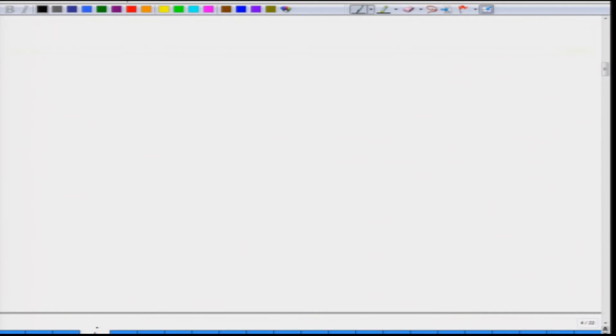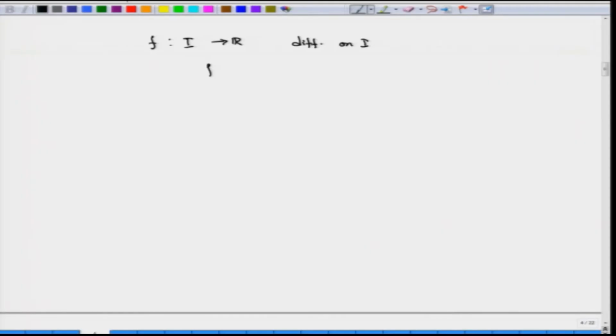Now, of course, when we are given a function f from I to R, and f is differentiable on I, then f prime is also going to be a function from I to R. Now, what can we say about f prime? Is f prime going to be differentiable again, and will f prime be continuous? These are the questions one would like to ask.